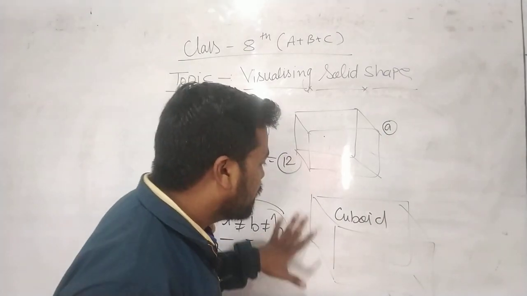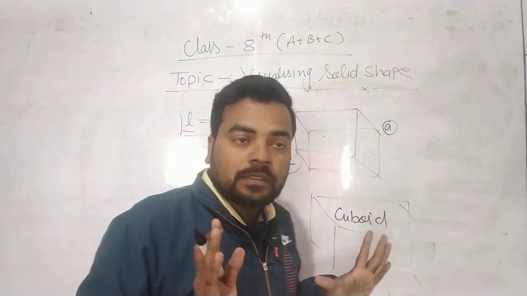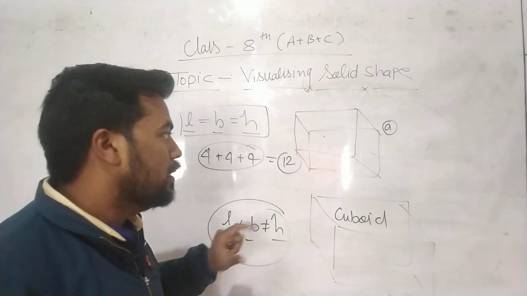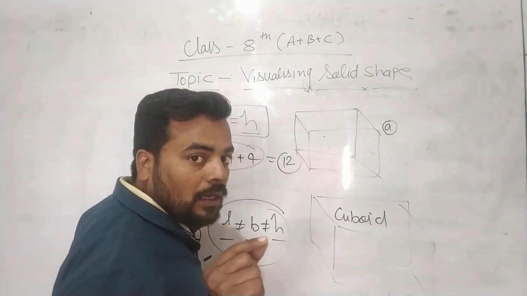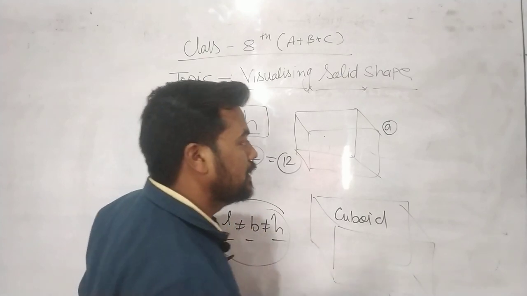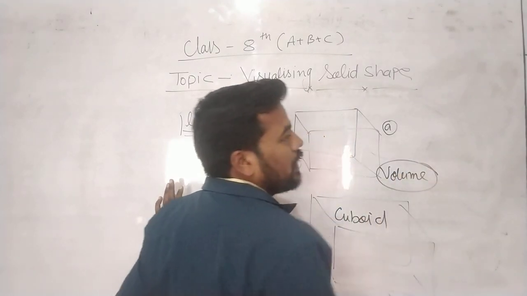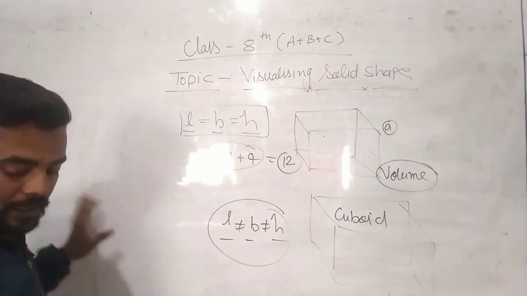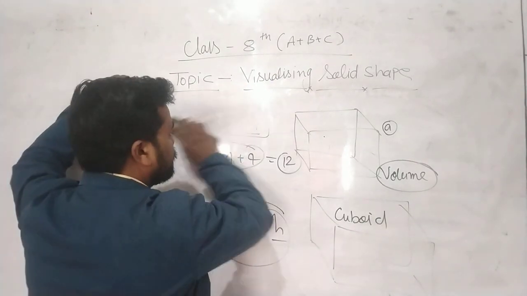So cube and cuboid are known as 3D shapes, or solid shapes, because only and only we can find the volume of 3D shapes. We cannot find the volume of 2D shapes. It means if it is about finding volume, we can find the volume of only 3D shapes, but not of 2D shapes. Okay, let's find out other diagrams.